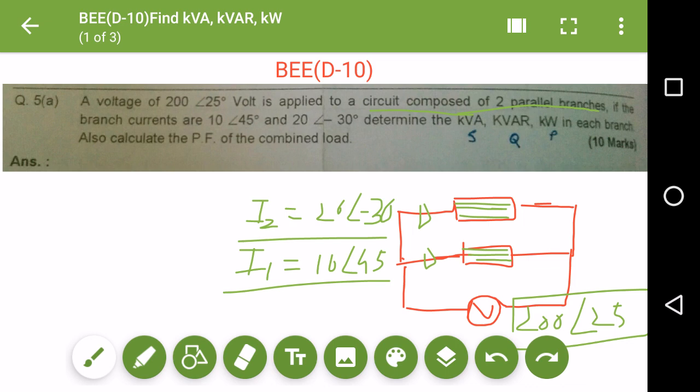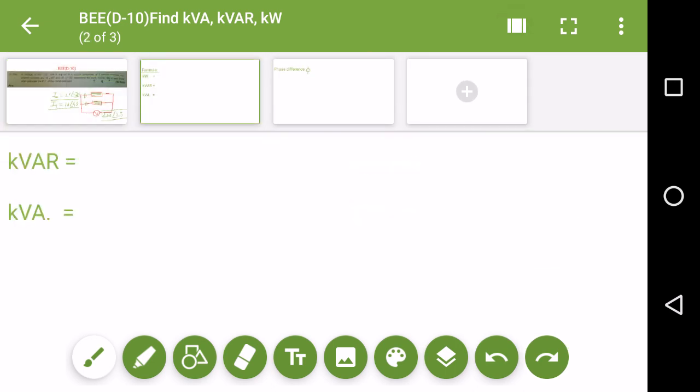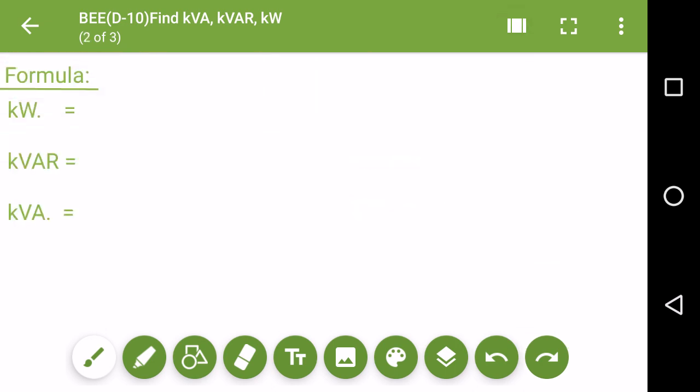And what we are asked to find is the power. KVA, KVAR, KW are nothing but the three different types of power in an AC circuit. First of all, we will see the formula to find these powers. The first, KW, is the power we call P, the active power, and its formula is VI cos phi.